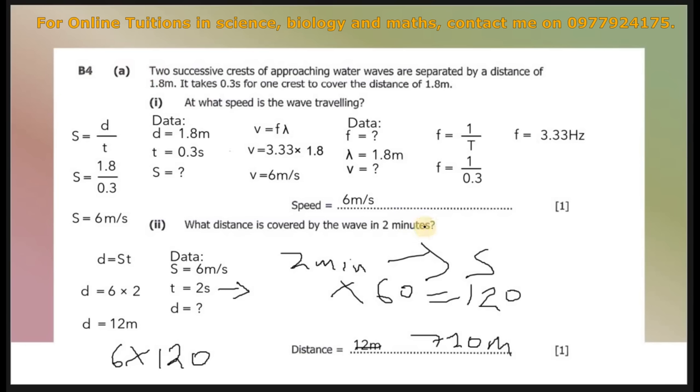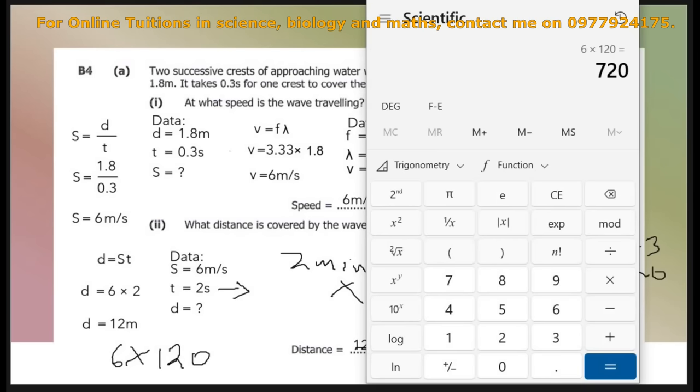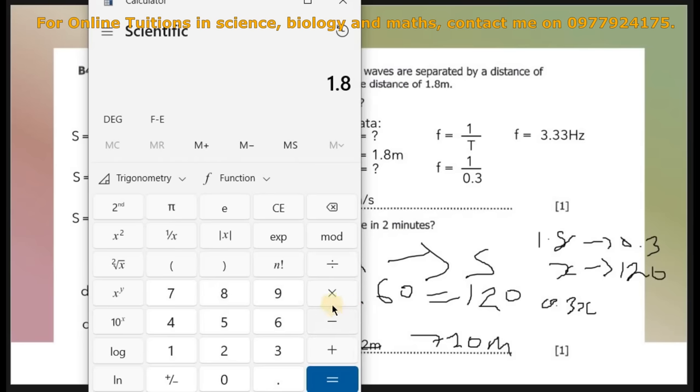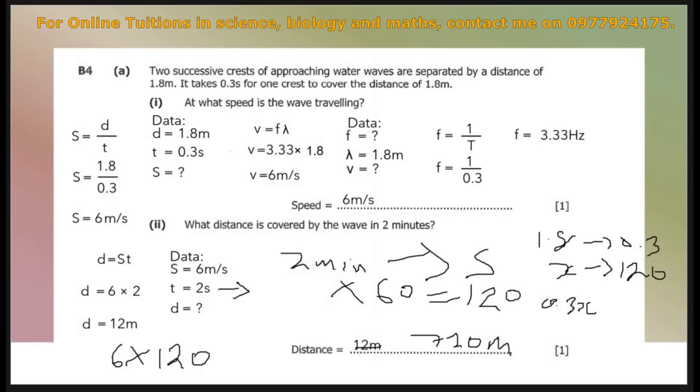You can also say if 1.8 is covered through 0.3 seconds, what about X distance, which should be covered in 120 seconds? Then you multiply this time so that it will be 0.3x, then 1.8 times 120. What are you getting? 216, and then it is divided by 0.3, you are getting 720, the same answer, 720 meters there. Okay, so we move on.